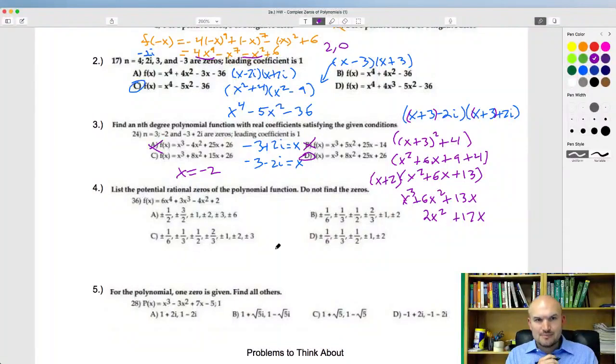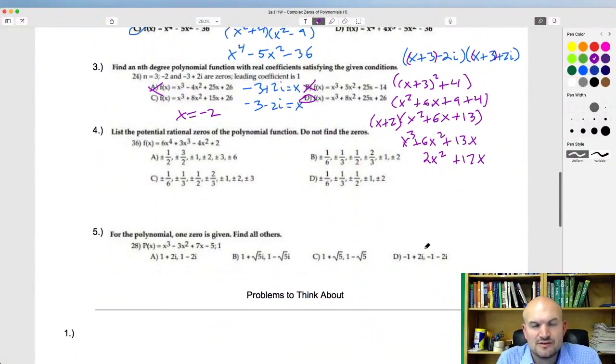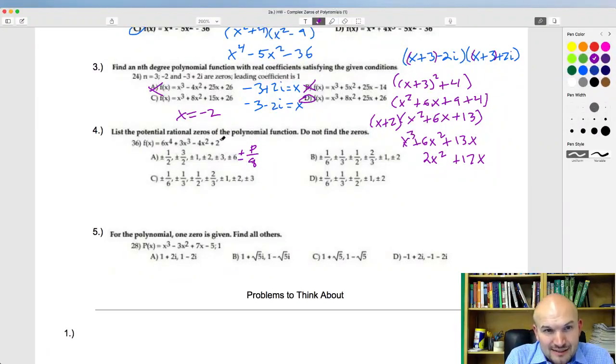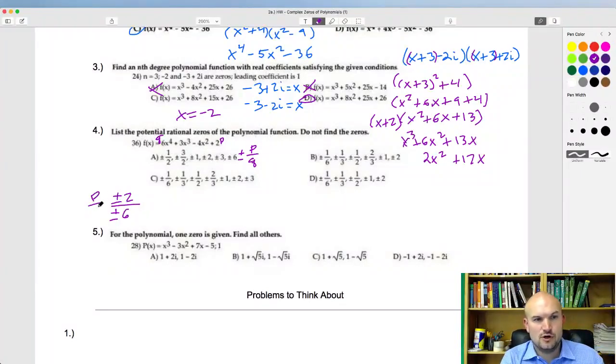The next one says list the possible, and we're almost done. List the possible rational zeros of the polynomial function. Do not find the zeros. So again, remember when we're doing the rational zero test, we're basically looking for the factors of p over the factors of q, plus or minus. And p is the constant of the function, and q represents the leading coefficient of the function. So basically what we're looking for is plus or minus the factors of p over plus or minus the factors of 6. So that's p over q. And it's really plus or minus for each factor.